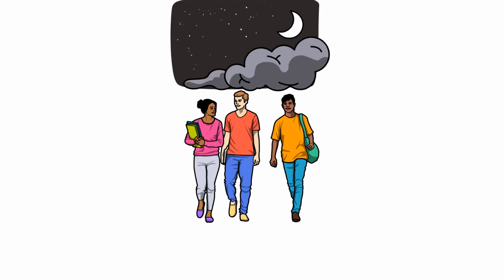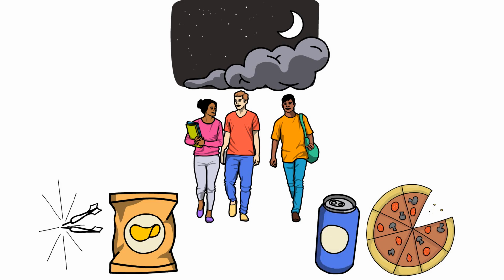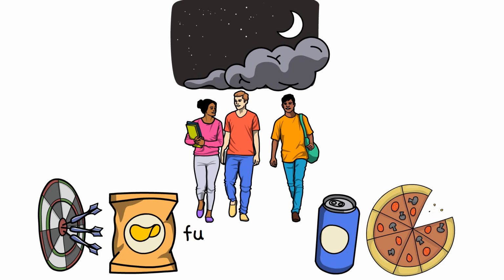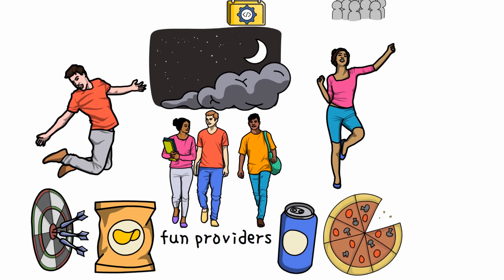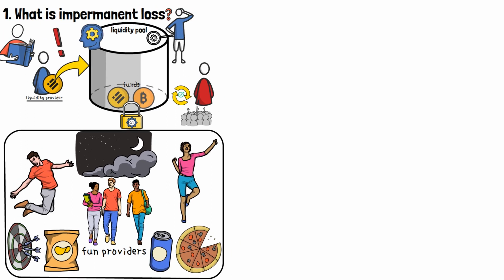Think of it as a friend gathering on a nice summer evening. People bring food, snacks, drinks, and games and put them on a table for everyone to enjoy. You could regard every one of these people as fun providers. They enable the evening to be a fun experience for everyone who wants to enjoy it. Similarly, liquidity providers provide liquidity for those who want to go on and engage in crypto trading operations.